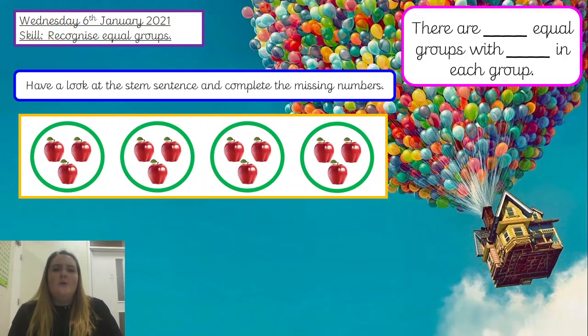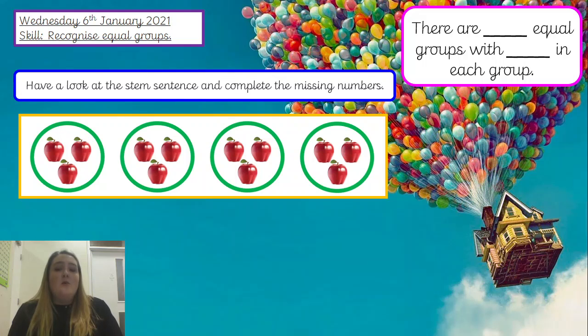And then how many apples is in each group? So have a count of each green circle. How many apples are in there? That's right, well done. There are 3 apples in each group. So have a think then, what numbers would go in our STEM sentence? So there are something equal groups with something in each group.